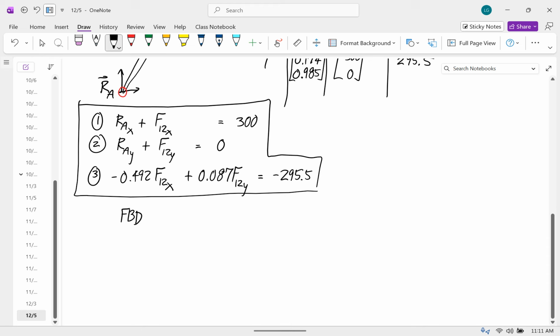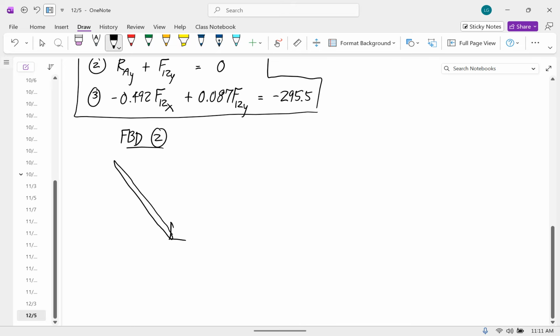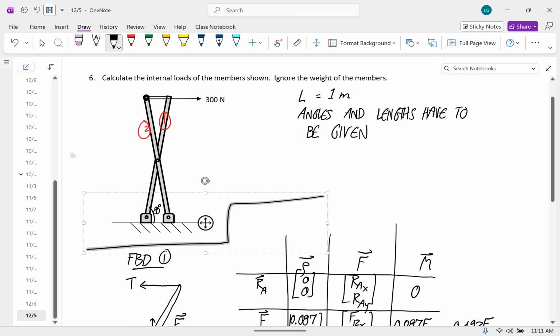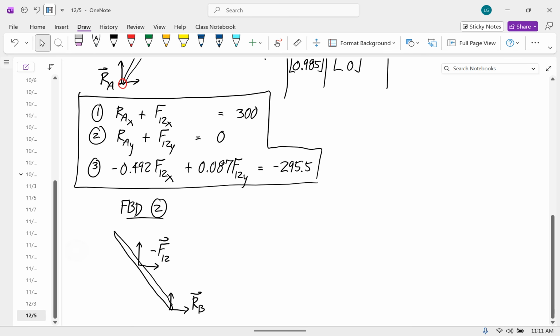So free body diagram of body 2. We have a force RB down here, a force negative F12 here, and then the cable force acts twice. And in both cases, it's parallel to the cable away from the body. So we have 300 and then another 300. Any questions about that free body diagram?